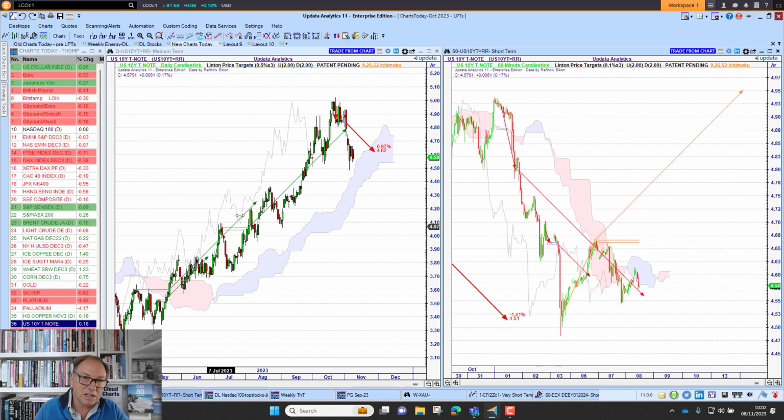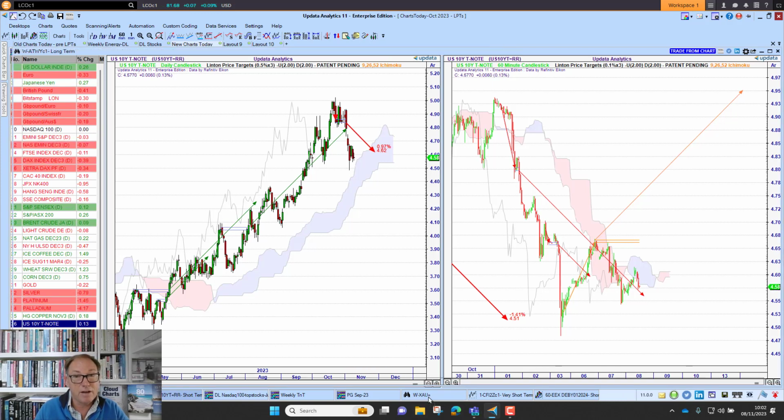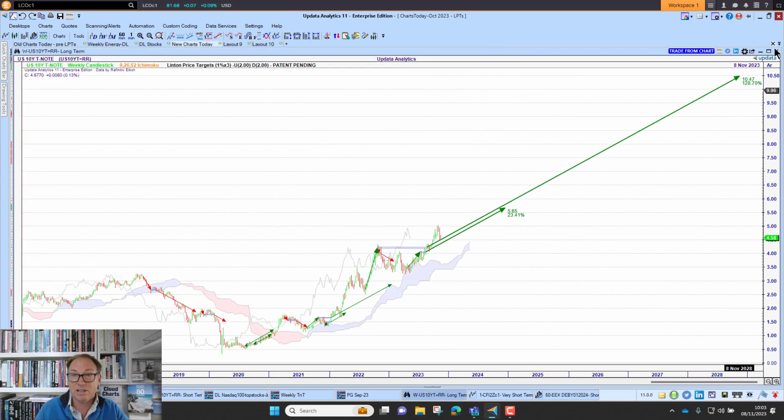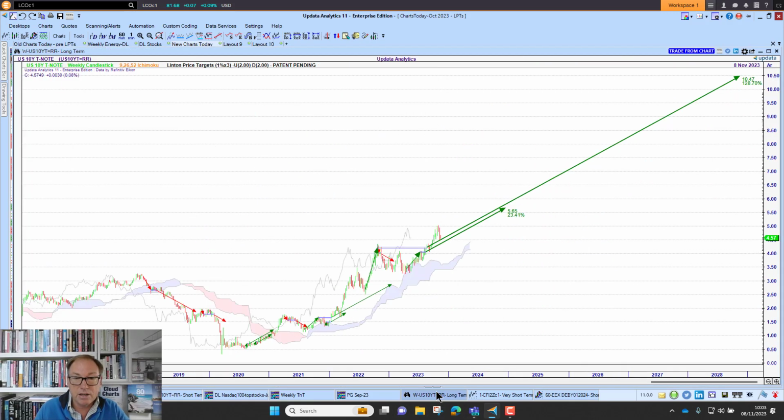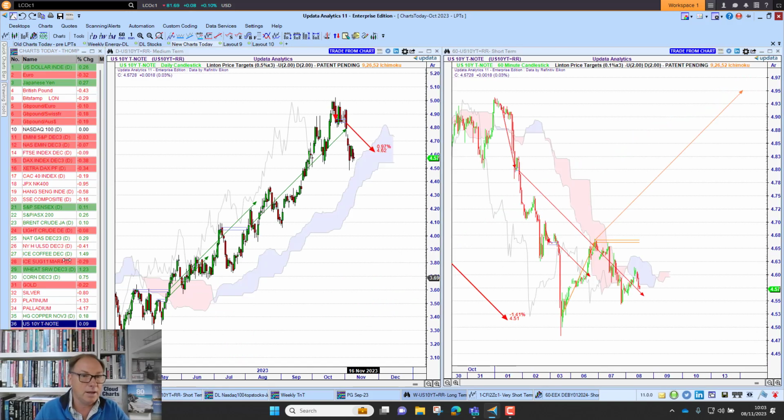But of course, these bigger targets here were activated, and we still do have a very big upside target to 10.5% on US bond yields, albeit it is worth remembering, albeit in 2028. That's the thing about long term. We're thinking a long way ahead.